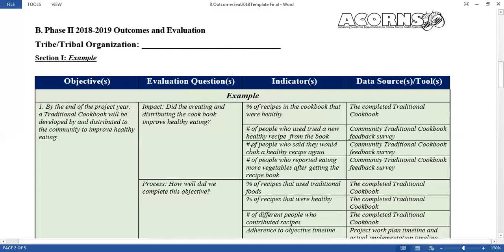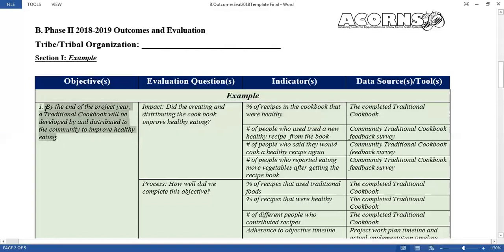Same for those who said they would use it again. So one of your questions on this survey that you develop would be, would you use one of these recipes again? And they can indicate that. So then you would be able to collect answers to these questions, and that would help you answer your evaluation question. Because you would hate to put all this effort into making this traditional cookbook, which people might really appreciate, but if our overall goal is to improve community wellness by reducing chronic disease, you want to make sure that your efforts are actually helping you accomplish that goal.